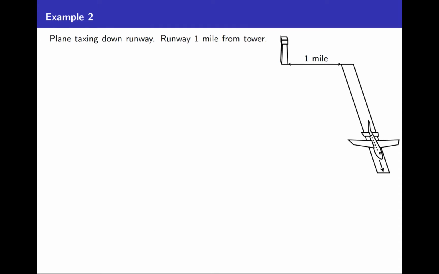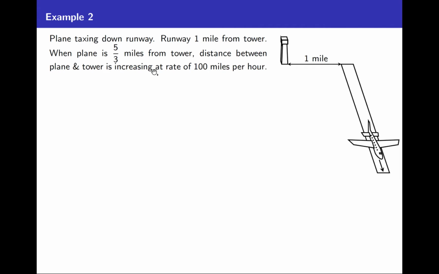Let's move on to another example. This example involves a plane that's taxiing down a runway, and that runway is 1 mile from a tower, as indicated here. And it so happens that when the plane is 5/3 of a mile from the tower, the distance between the plane and the tower is increasing at a rate of 100 miles per hour.